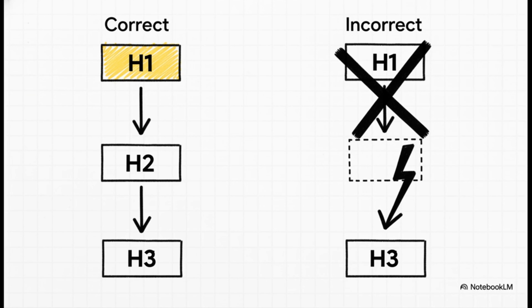And here it is, the golden rule, the one thing you absolutely cannot break. Ready? Never, ever skip a level. Don't go from an H1 straight to an H3. Why? Because for someone using a screen reader, it's just completely disorienting. It literally makes the site feel broken, and they might just give up and leave.